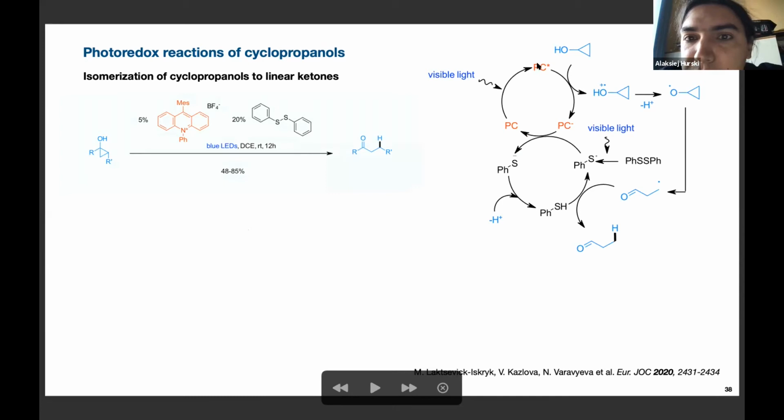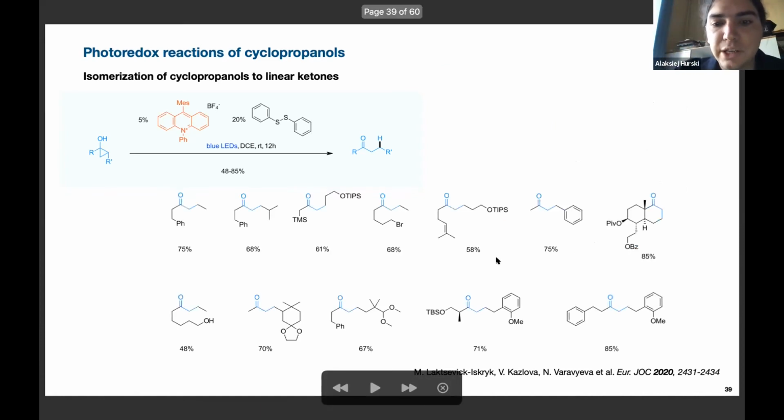It works this way. The photoexcited catalyst reacts with cyclopropanol and oxidizes it to a radical cation. Then this radical cation loses a proton, and the resulting cyclopropyl radical undergoes ring opening, isomerization. At the same time, diphenyl disulfide reacts with visible light. It causes sulfur-sulfur homolytic bond cleavage, and the phenylthio radical then reacts with the reduced form of the photocatalyst to obtain thiophenolate anion, which captures a proton from the cyclopropanol, and the resulting thiophenol can give this proton to the radical, and in this way the product forms.